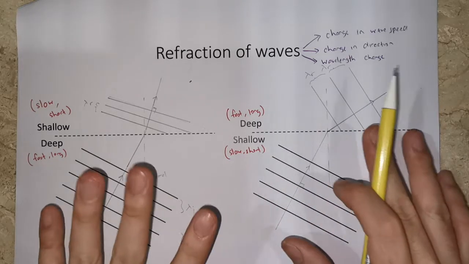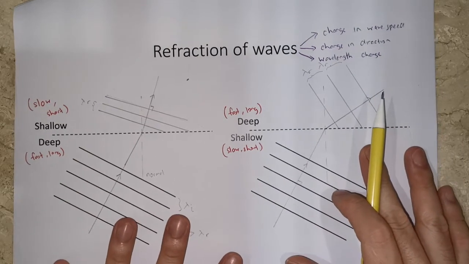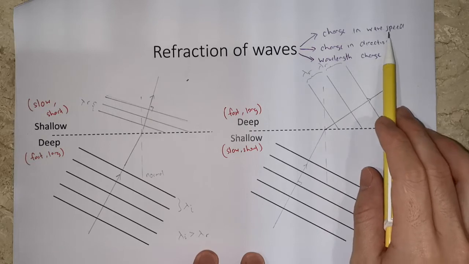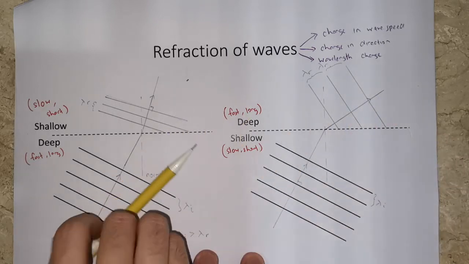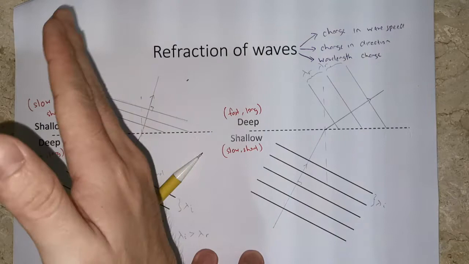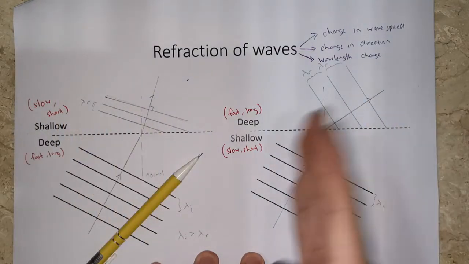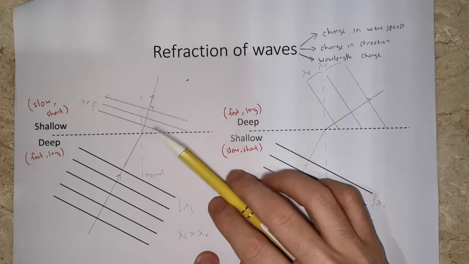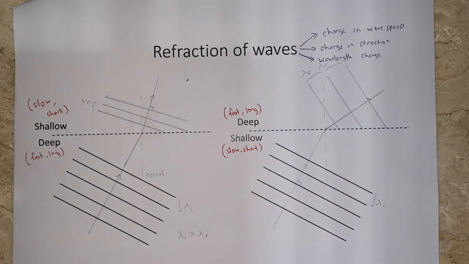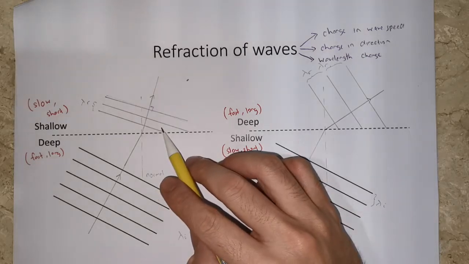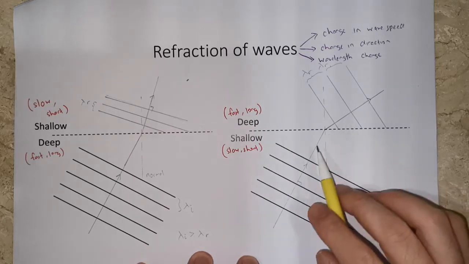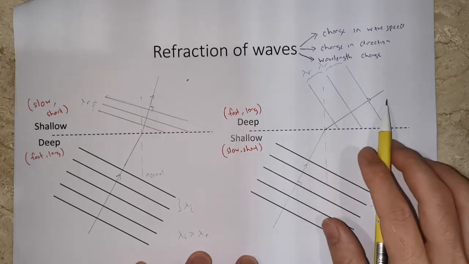So this is essentially what we need to do for refraction of waves, remembering that there will be a change in wave speed. Because of that, there will be a change in direction. From deep to shallow, it will bend towards the normal. From shallow to deep, it will bend away from the normal. Wavelength will change as well. We need to make sure it's apparent that wavelength has decreased moving to a shallow region. When it's going to a deeper region, the wavelength will increase.